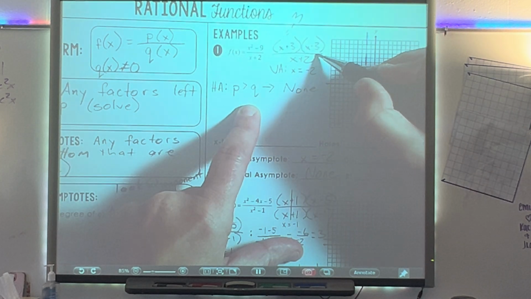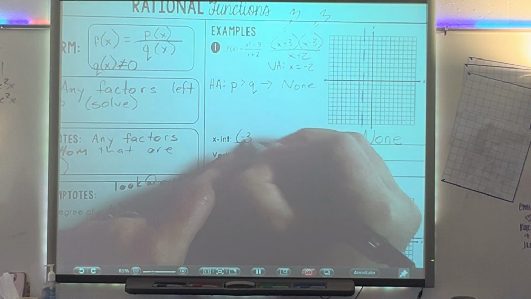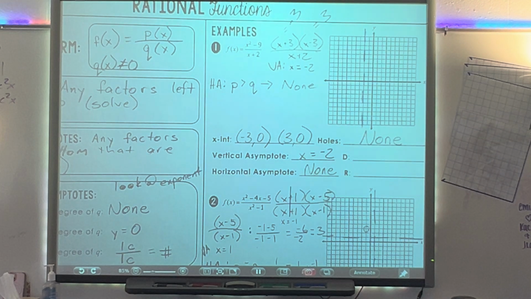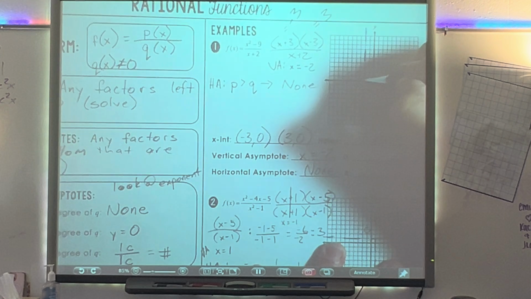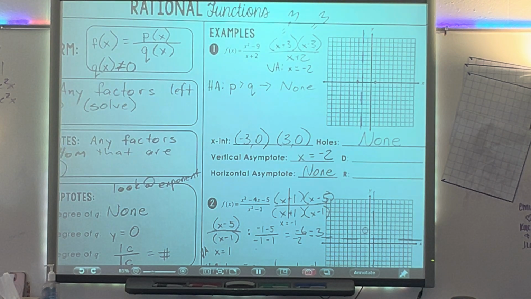-3. This one is going to be equal to what? Equals +3. So I have 2 x-intercepts: -3, 0 and +3, 0. This one is going to look a little bit crazy when we graph it. We'll go graph them in a minute.